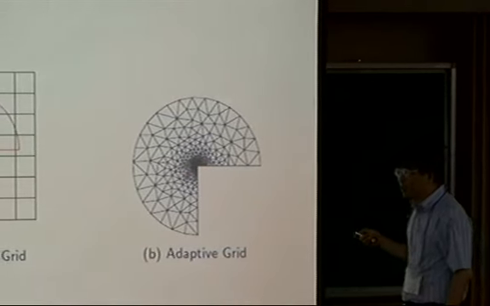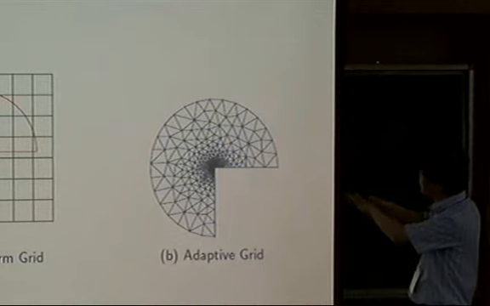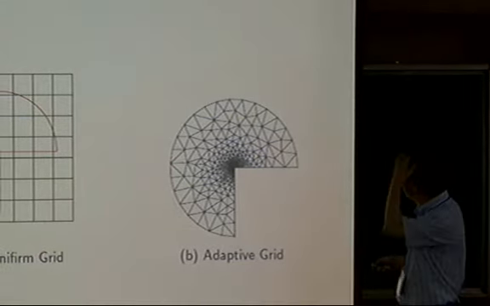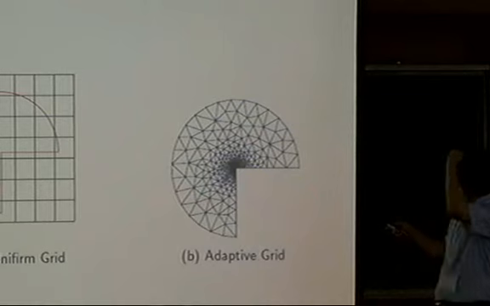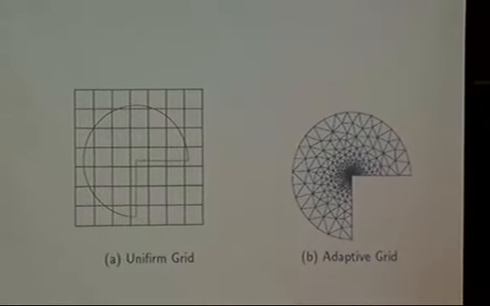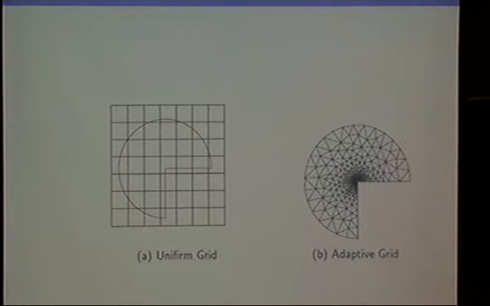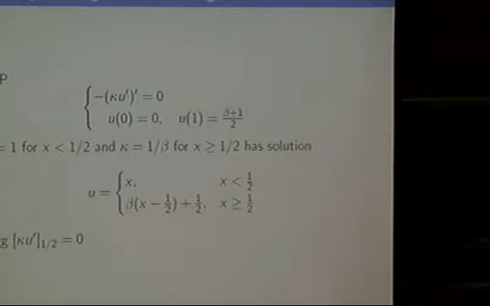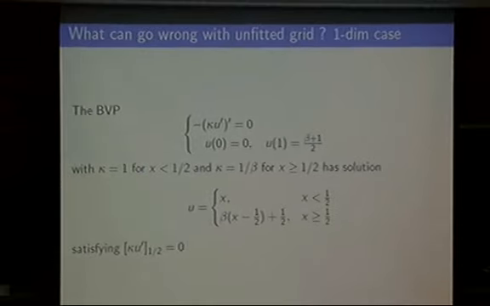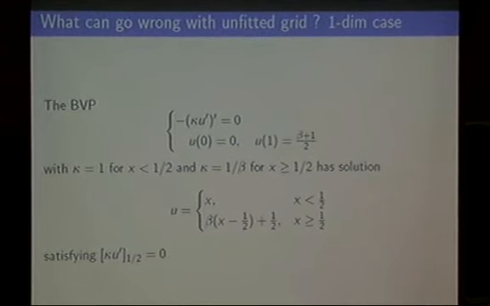But this is not a fair comparison, because I was going to give an example which shows the big difference between uniform grid and non-uniform grid, but could not find a nice picture. Okay. Anyway, as a kind of motivation, let's start with a one-dimensional problem.